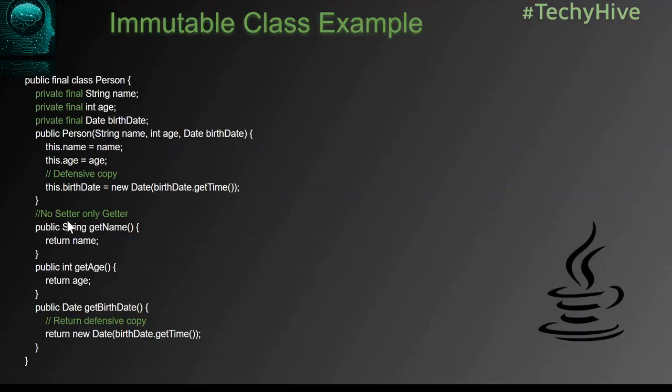Next, no setter methods are defined in this class, and we have only defined the getters. So you can see here we have getName. This is a getter for name, then a getter for age, and at the end we have a getter for birth date. And again, you can see here we are returning a defensive copy. So we are not returning a reference of the date object, because if you return the reference of the date object, then the class calling this method can change the state through the reference. So this is a very simple example to make a class immutable.